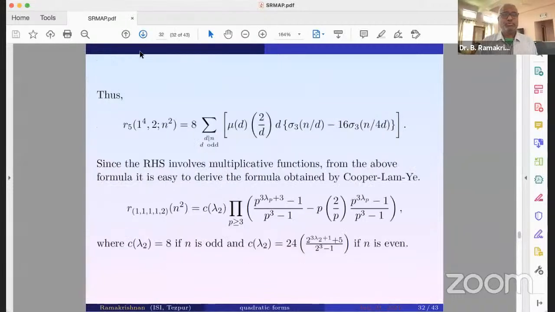And then taking the Mobius inversion, we have r5 of 1 power 4 2 comma n square is exactly this. Since these are all multiplicative functions, one can also use n as a product of prime powers, and the same formula appears in our case also. Therefore, whatever way we approach, they use the Fourier method and we use the Shimura method, the formula remains the same. The indication is that there must be some similarity between Hurwitz's method and the Shimura map. That's what we realized, and it is true.